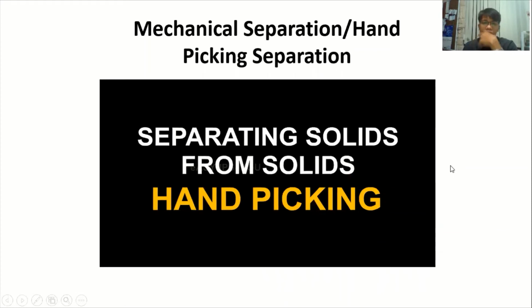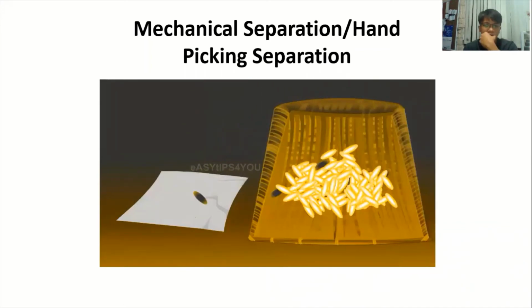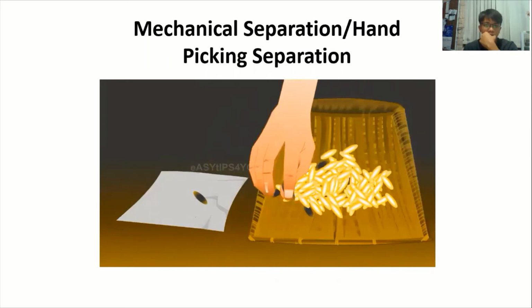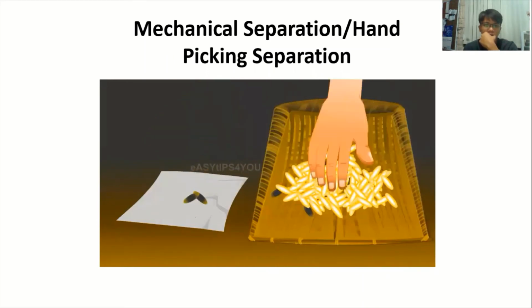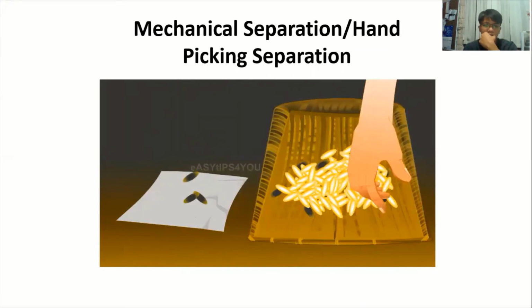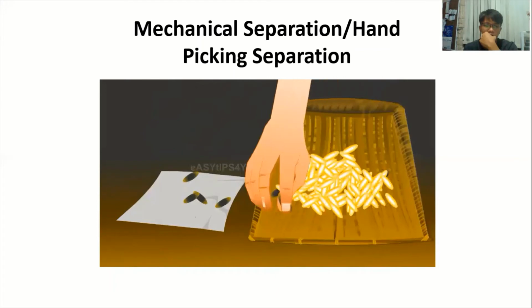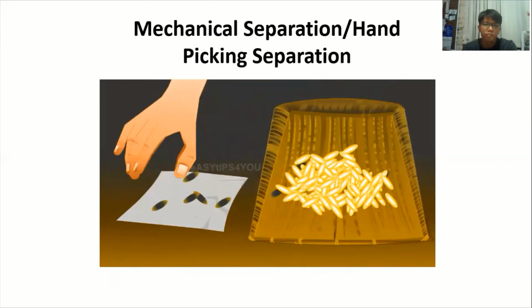Separating solids from solids: hand picking. Before washing rice for cooking, we first remove the paddy, husk, and stones from the mixture. This method is commonly used for separating slightly larger sized impurities like pieces of dirt, stone, and husk from wheat, rice, or pulses. Mechanical separation means separating material by hand or mechanical methods such as screw, grinder, and etc.